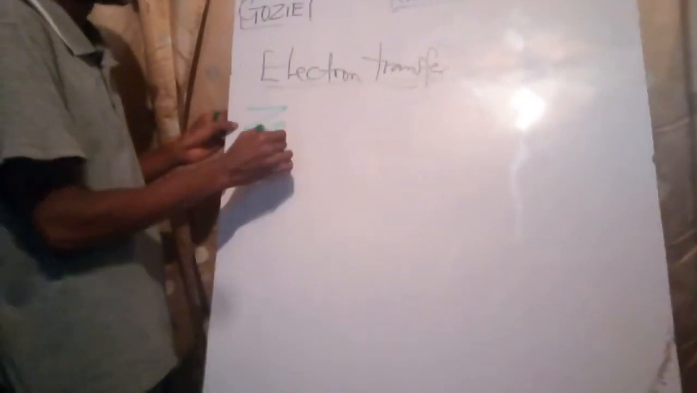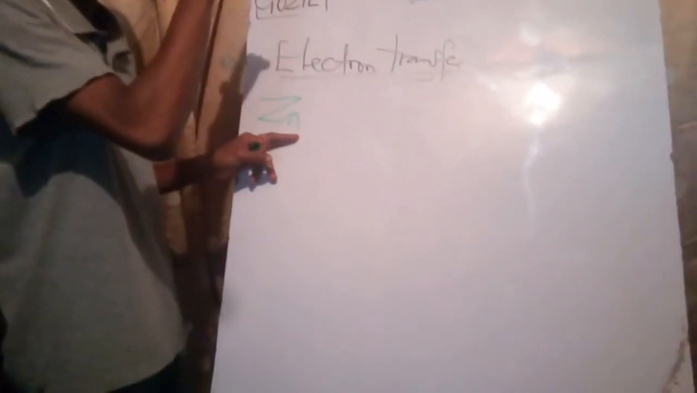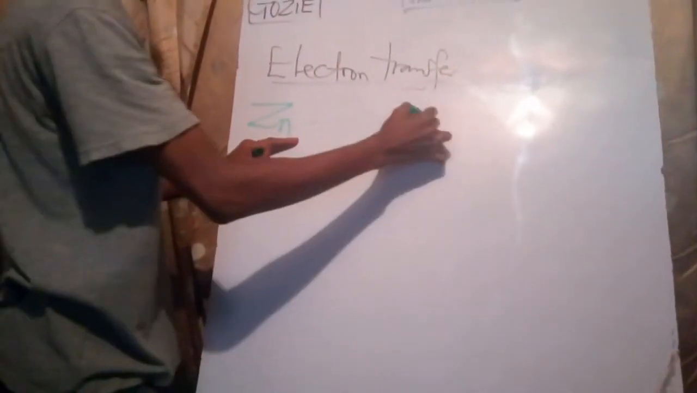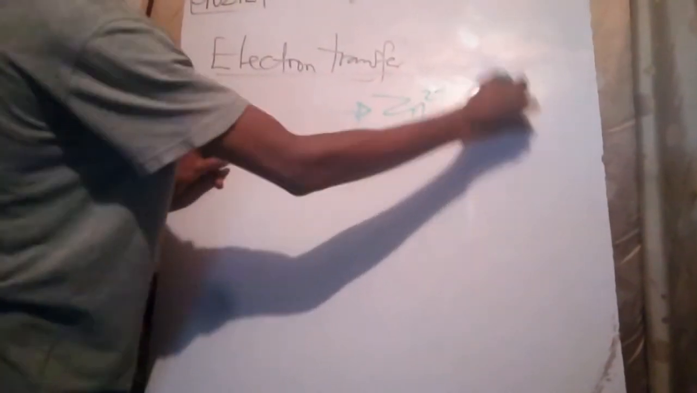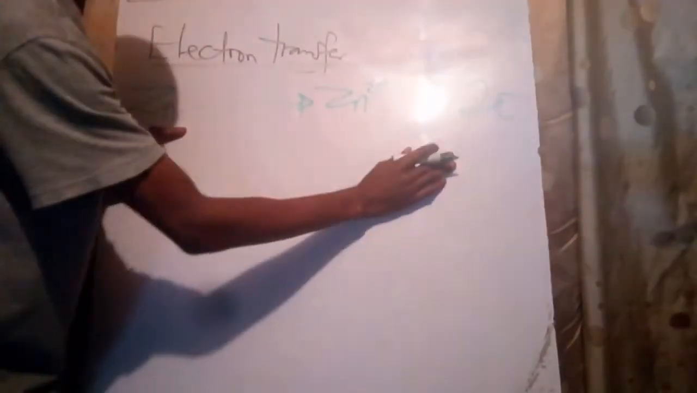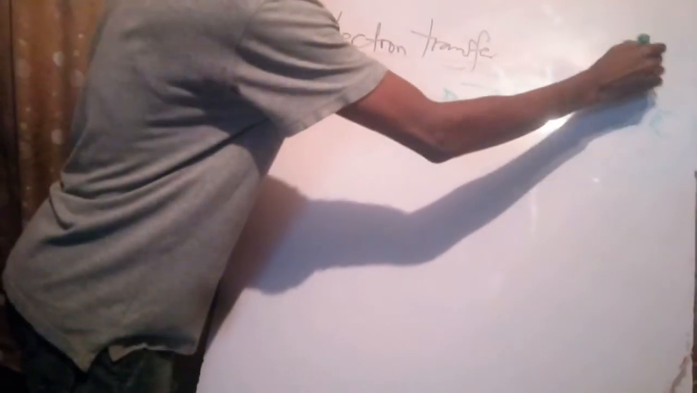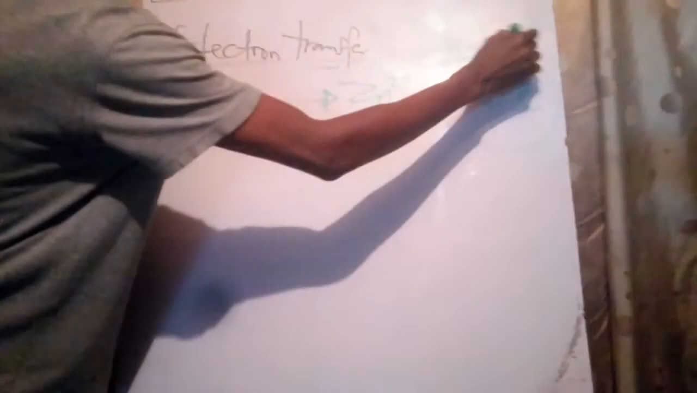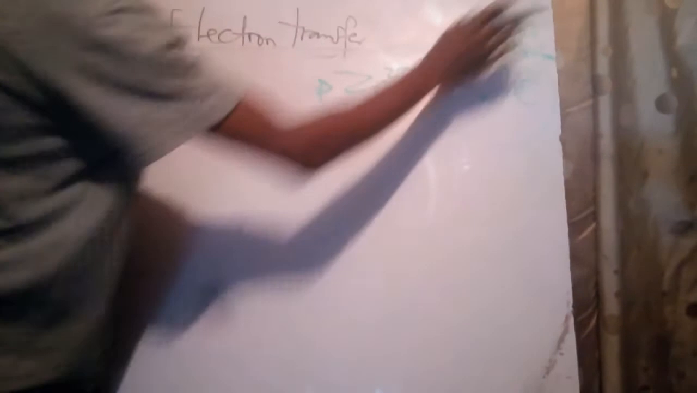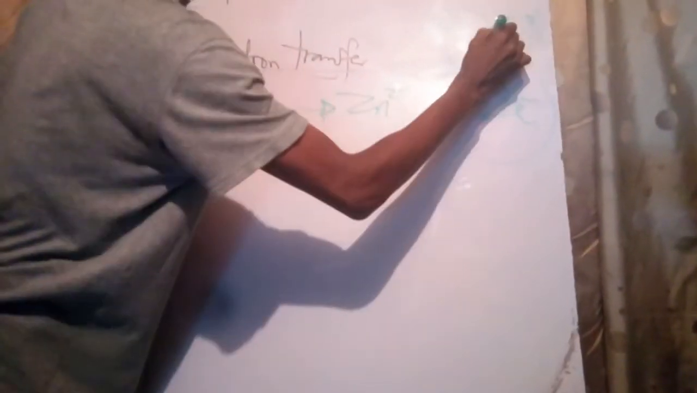This is zinc, like in the case of magnesium and oxygen. Magnesium oxide became magnesium by giving out or losing oxygen. Here zinc will then become zinc 2 plus by losing or giving out electron. Okay, so you need to understand that here there is a loss of electron. I don't think this is clear. Let me make it clearer. There is a loss of electron.